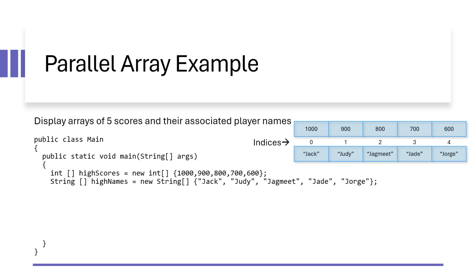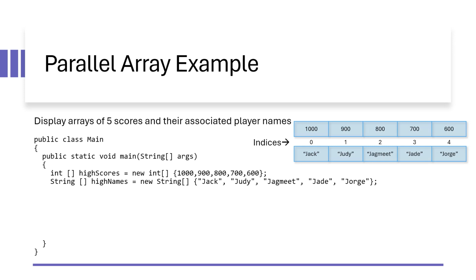Now look at how these are lined up. I lined them up perfectly like this so you could see that index 0 applies for both. So Jack's score is 1,000. Judy's score is 900. Jagmeet's score is 800. Jade's is 700. And Jorge is 600. So what I've created is parallel arrays, like parallel lines. They never intersect. They always work together. Okay? Now, what am I going to do with those?